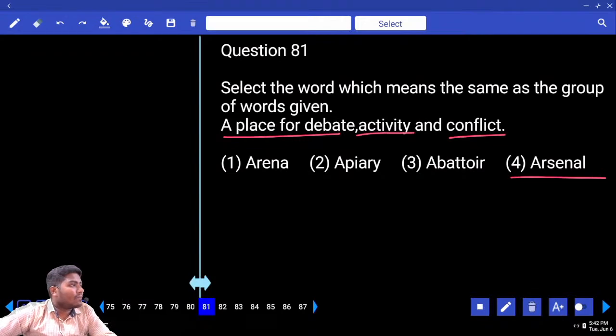A place where weapons are stored or kept. Have you watched Triple R?